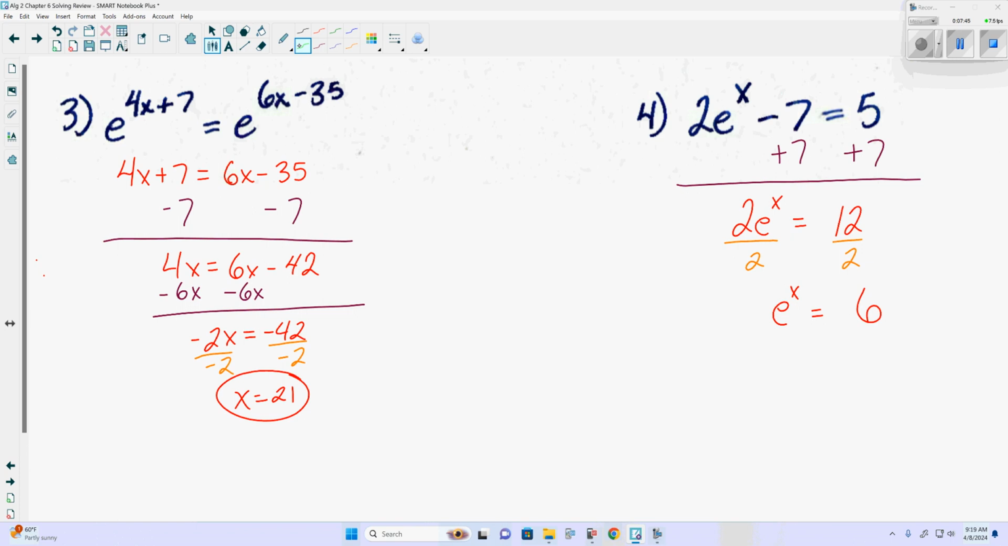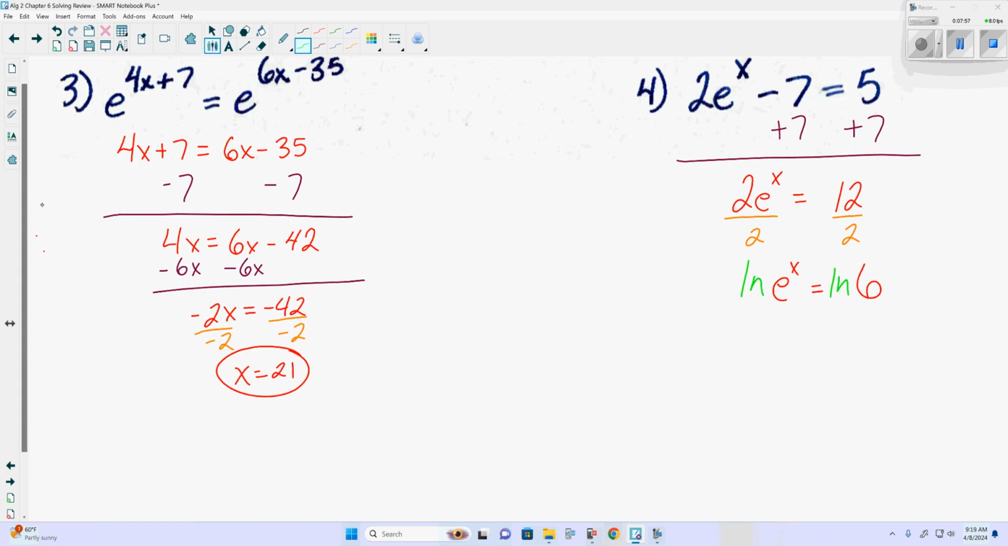Okay. Now we need to get the variable out of the exponent, yes? So we would use logs. Specifically, we would take the natural log, because with e as the base, we always use the natural log, primarily because the natural log of e to the x is x, which is equal to the natural log of 6. Yes? Questions on how we got to this here?